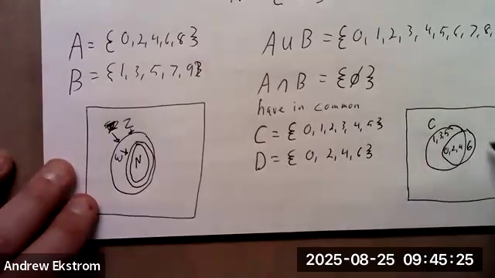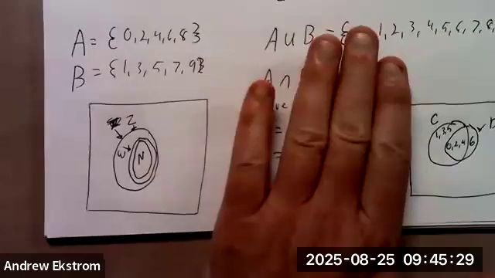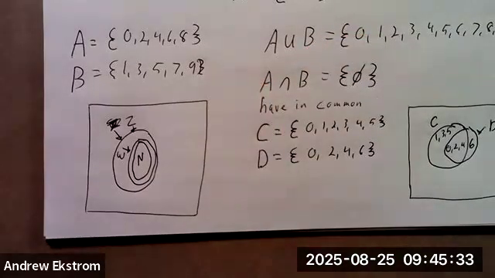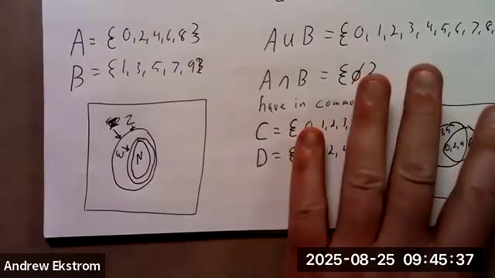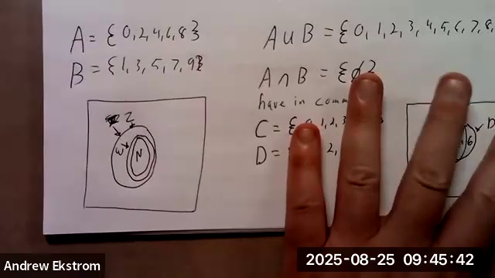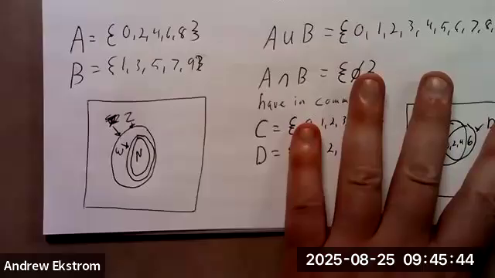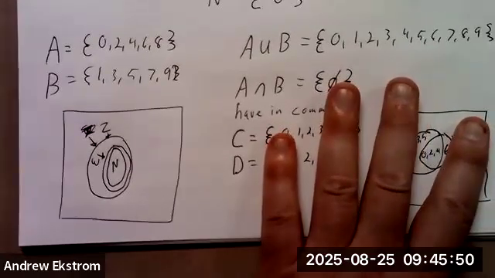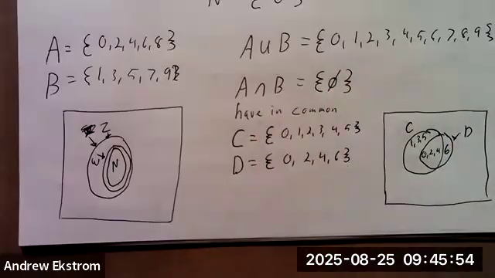So if I tell you that this is C, and this is D, and that's the picture that I gave you, I could now ask you questions. What's in set C? Well, what's everything that's in that circle? 0, 1, 2, 3, 4, 5. What's in set D? Everything that's in that circle, 0, 2, 4, 6. What's the intersect? Everything that they have in common.